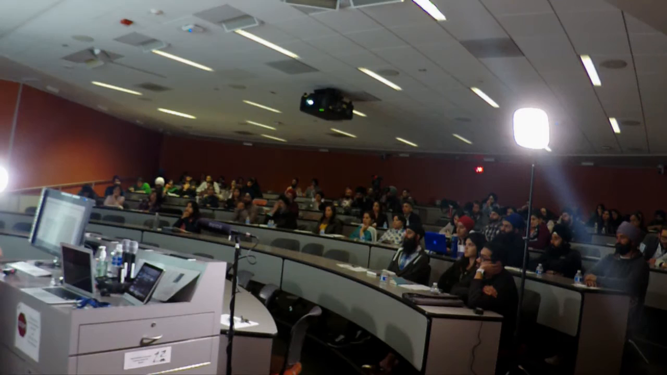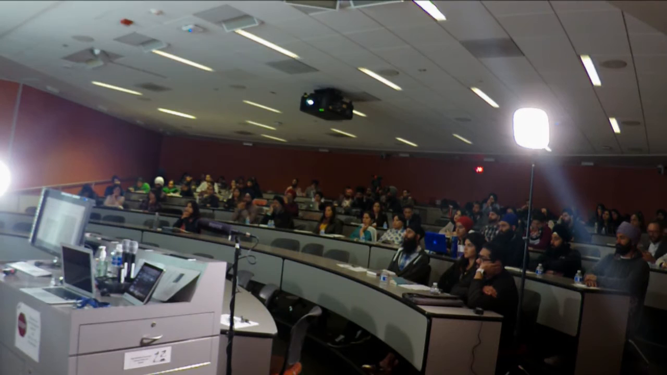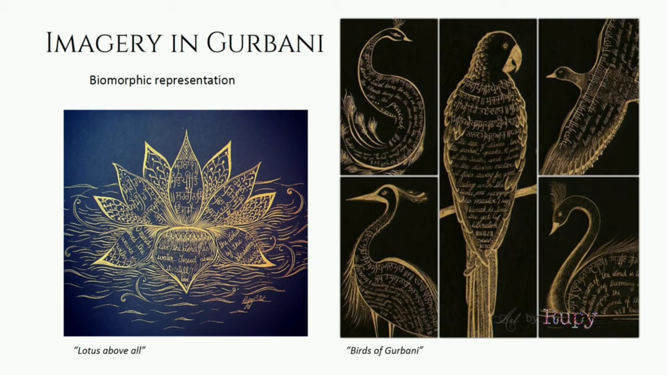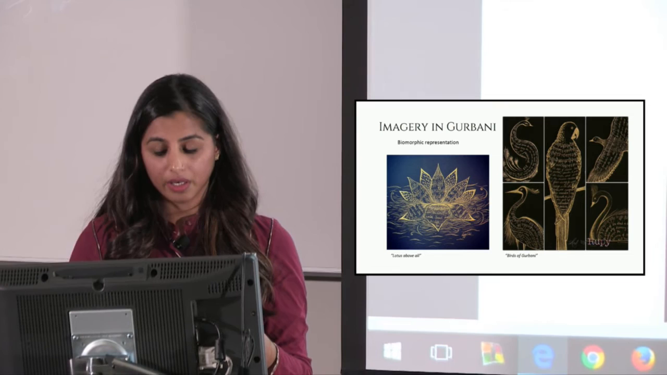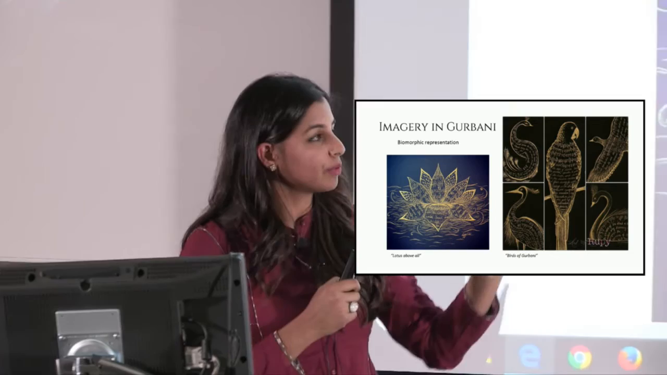Another way I like to incorporate calligraphy into my work is by coming up with really visually striking ways of displaying the meaning of a tuk. For example, if a verse is talking about a lotus, I would like to display the quality of the lotus being discussed in that pankti or tuk with a visual meaning, sometimes a biomorphic representation of the Gurbani. If someone can't relate to the Gurbani, I want them to be able to relate to something, maybe the imagery behind it, and then eventually they'll dig deeper into it.